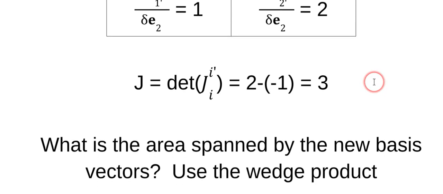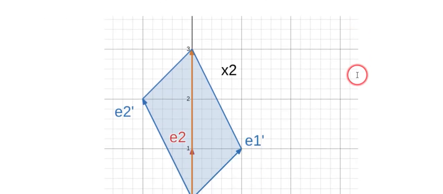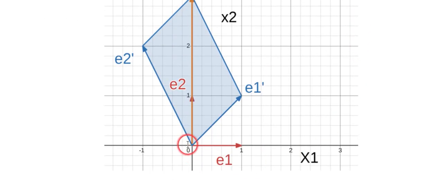what is the area spanned by the new basis vectors? So once again, we're going to use the wedge product. All right, let's draw it first. All right, so here's our old basis E1, E2, and we formed these new basis vectors based upon those. So we went 1 E1 and 1 E2. So here's our new E1 prime. We went negative E1, 2 E2s, and this is our new E2 prime, okay?